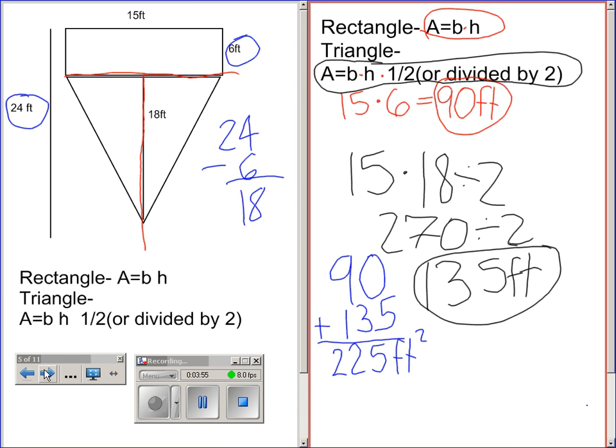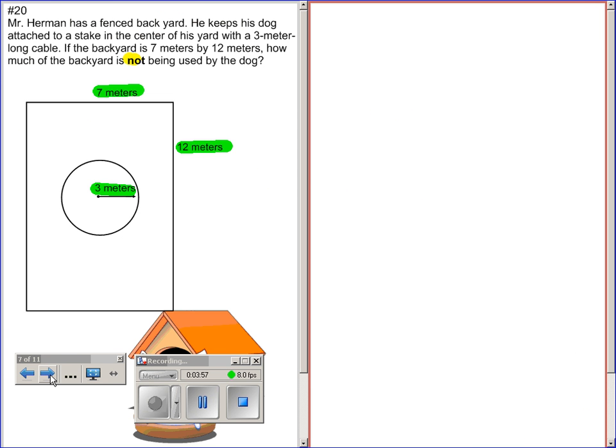Another example: Mr. Herman has a backyard that is fenced. He keeps his dog attached to a stake in the middle of the yard with a 3-meter long cable. If the backyard is 7 meters by 12 meters, how much of the yard is the dog not using?